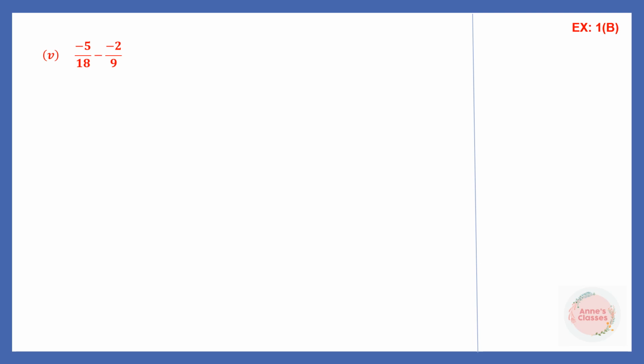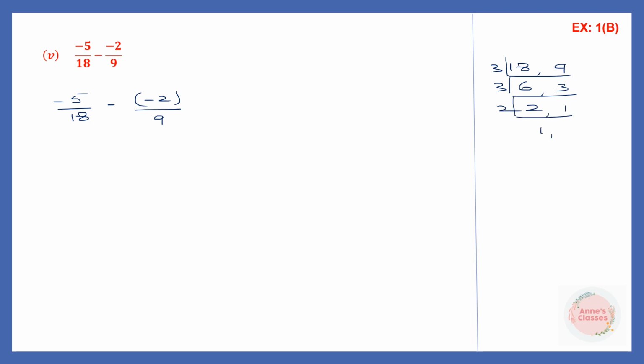Question 5. Minus 5 by 18 minus 2 by 9. Let's write that down. Minus 5 by 18 minus 2 by 9. So let's find the LCM of 18 and 9. Let's begin with 3. 3 sixes are 18. 3 threes are 9. Continue with 3. 3 twos are 6. 3 ones are 3. Now use 2, 1 and 1.